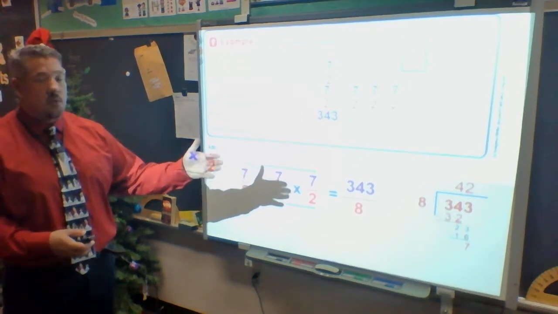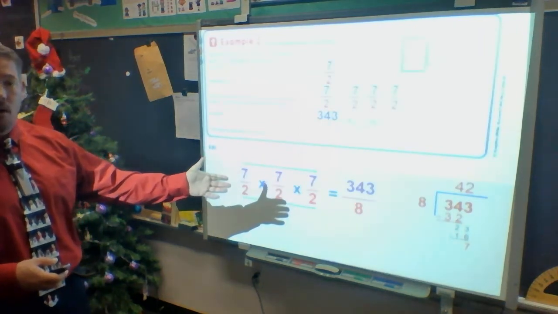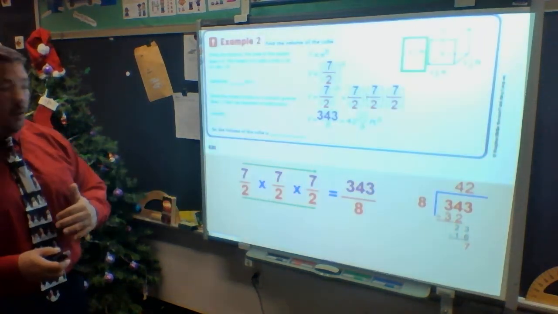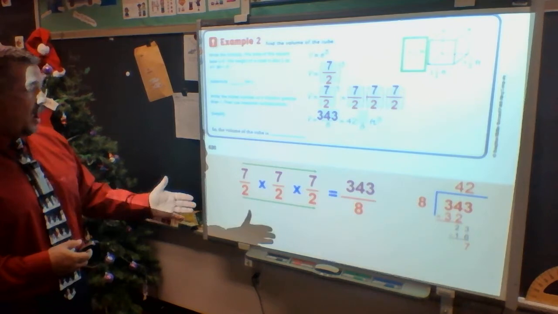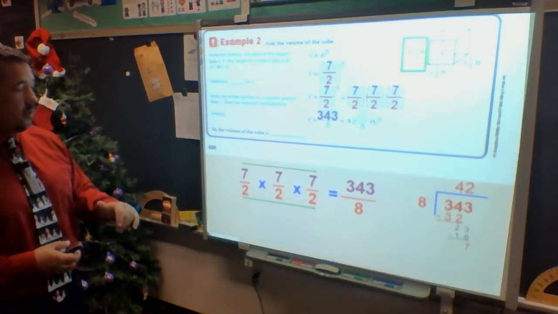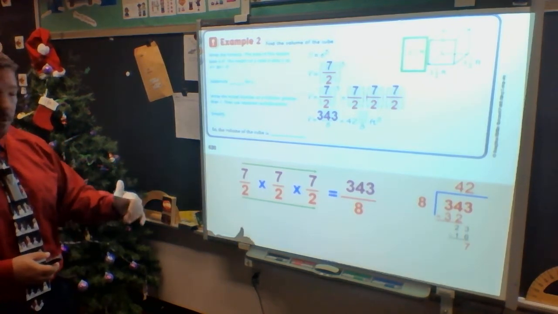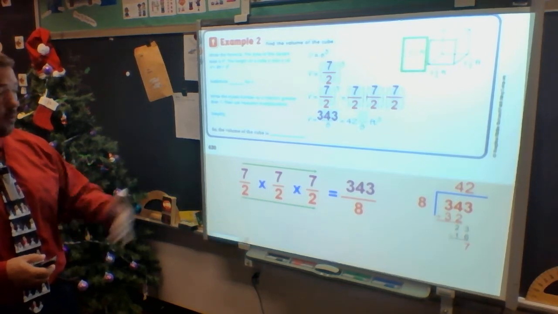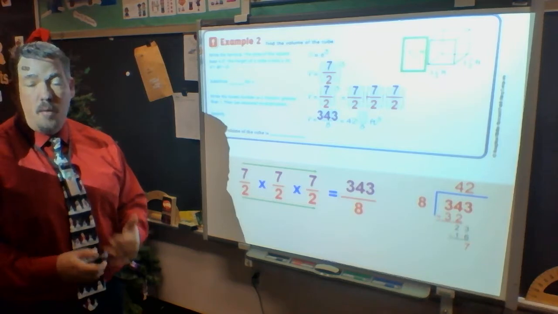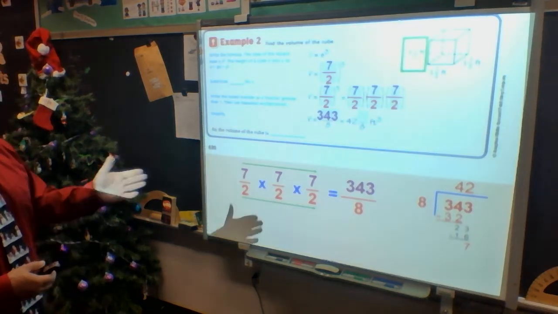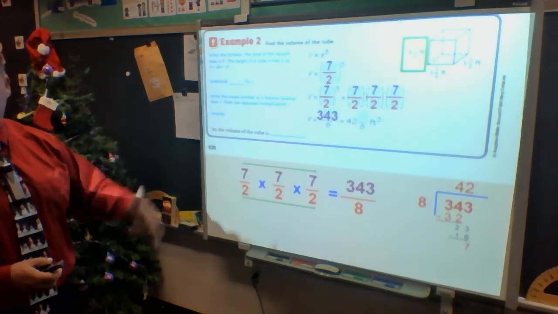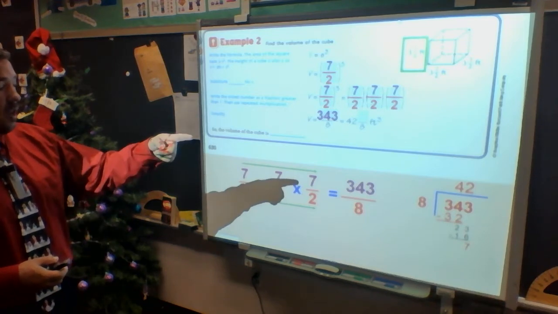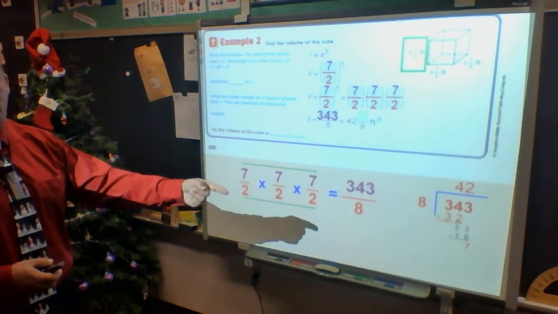343, my numerator goes inside the box, divided by my denominator. So I have 343 divided by 8. 8 goes into 34 4 times, which is 32. Subtract them. 34 minus 32 is 2. I bring down my 3. I'm left with 23. 8 goes into 23 2 times, which is 16. 16 taken from 23 gives me a remainder of 7.